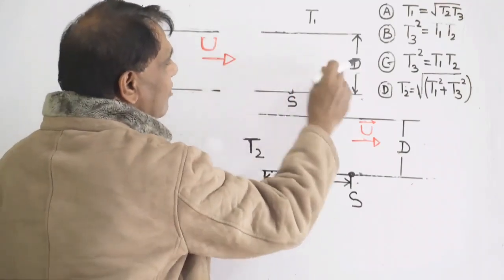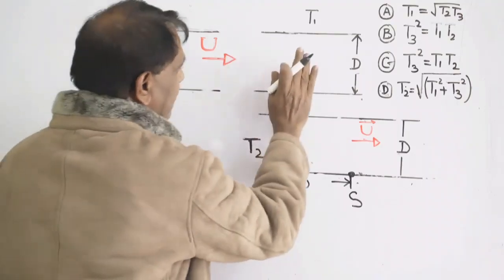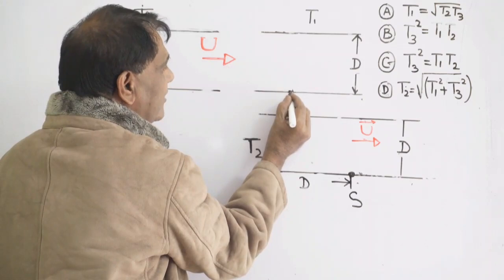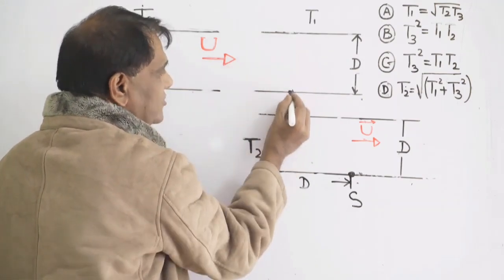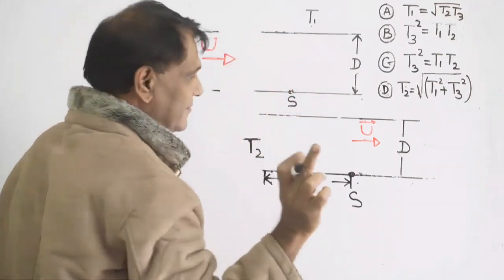Situation is एक रिवर दिया हुआ है, width of the river is D. तीन सिचुएशन दे दिया है. In this case, water is still, water is not moving. The swimmer starts to swim and comes back to the same position. Time taken is T1 given in the question.